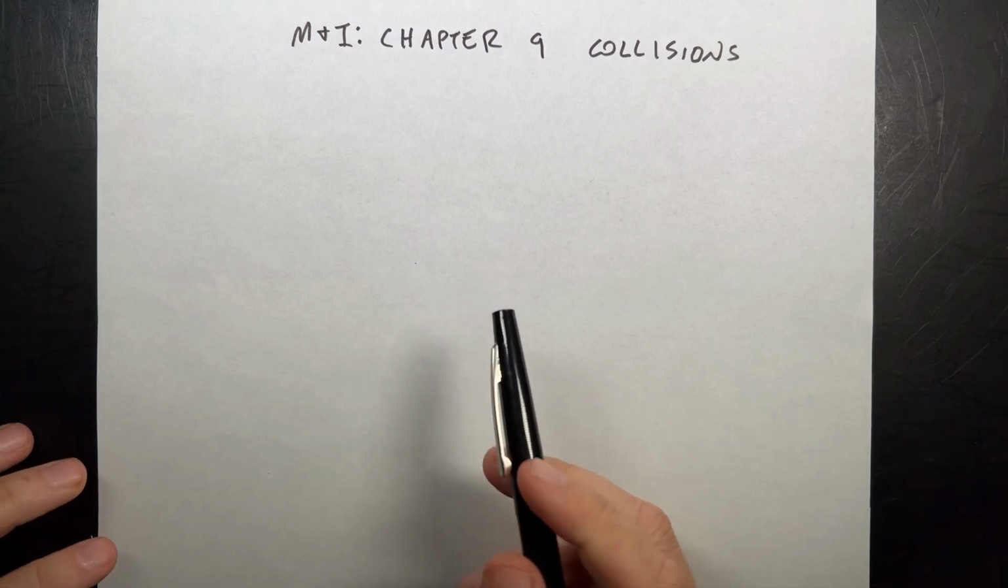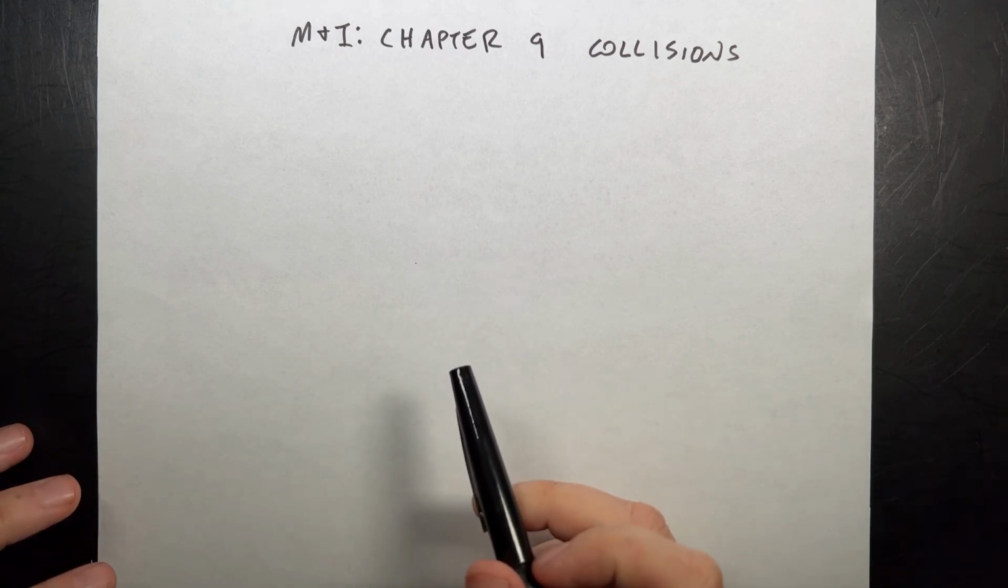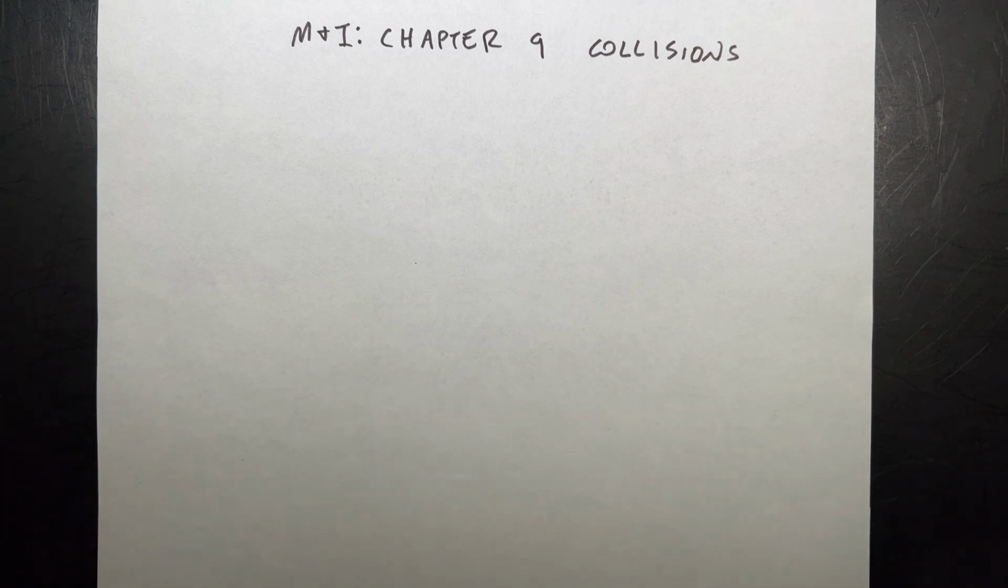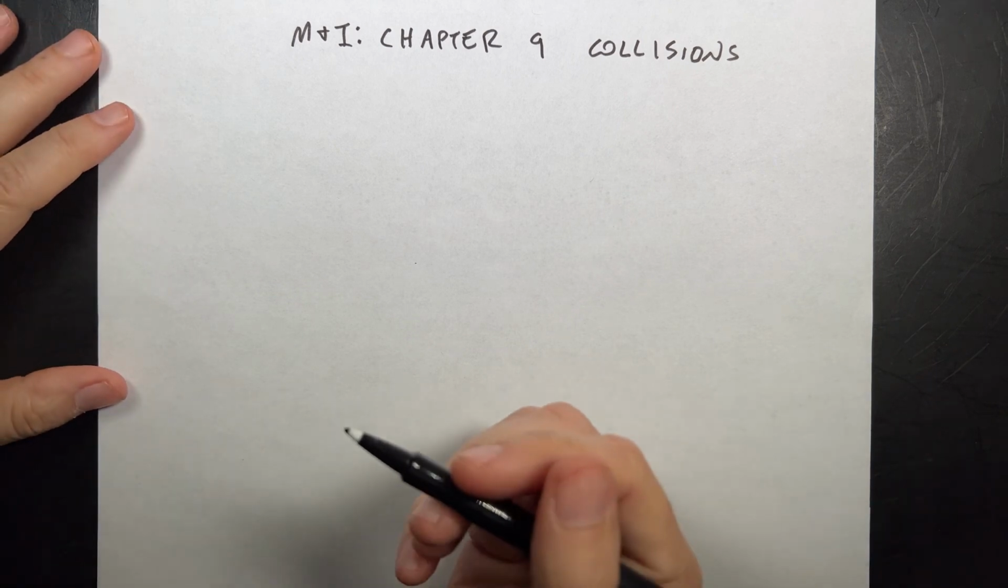Continuing my chapter summaries for Matter and Interactions. I'm on chapter 9, collisions. There's really not too much here that we haven't already seen, but it's still pretty awesome. So let's think about the momentum principle first.